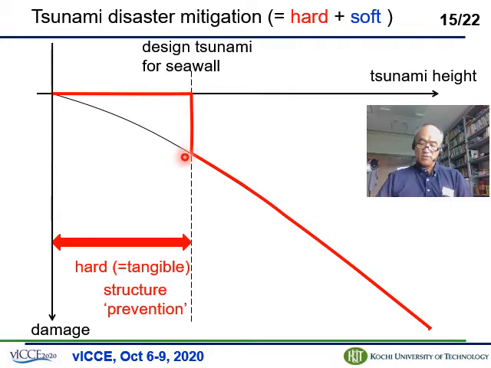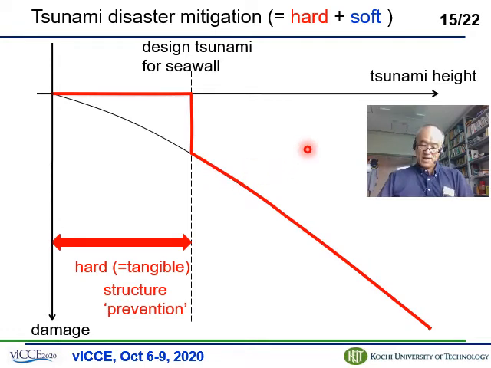So this is how the hard countermeasure, which is a structure-based, tangible countermeasure, achieves disaster prevention. The structure is designed for the design tsunami level, so it is not expected to be effective for tsunamis larger than the design level. Therefore, I put the damage level as unchanged for the larger tsunami.